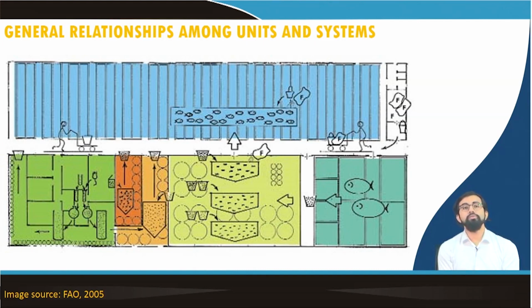If you see in this kind of hatchery design, how the units and systems are interrelated: the deep green unit is where we are doing the phytoplankton or any microalgae production. Then there comes the deep yellow one, or the maroon one, where we produce Artemia and zooplankton. From there, it will come to the larval rearing units. What is the larval rearing unit? This is the light green one.